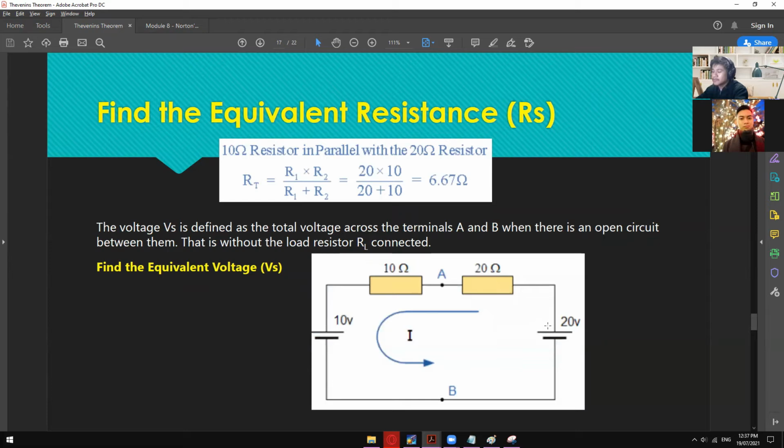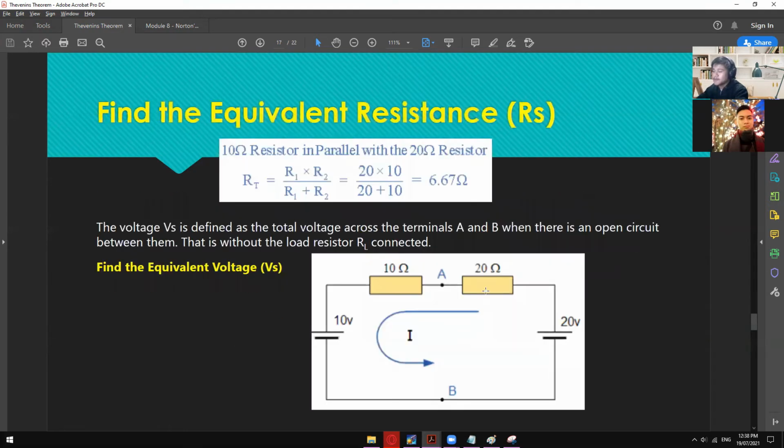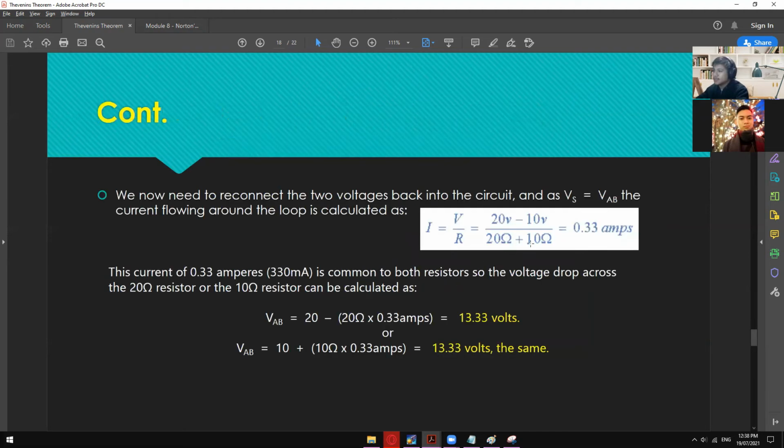So positive 20 minus 10. That's like our final voltage source already. So 20 minus 10. And then in here, he assumed that, of course, they are in series already, since this is just an open path. So 20 plus 10 is equal to 30. So 10 divided by 30 is equal to 0.33 amps. Okay, so that's for the current, without applying KVL.